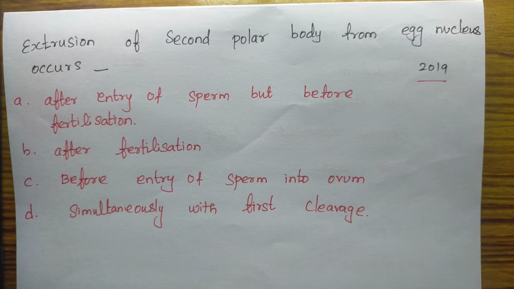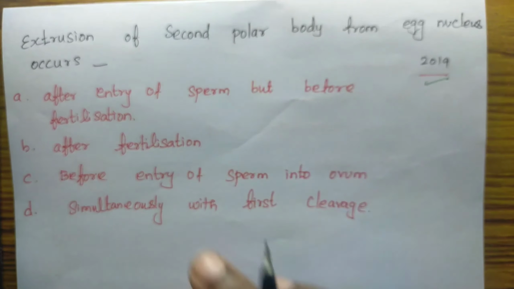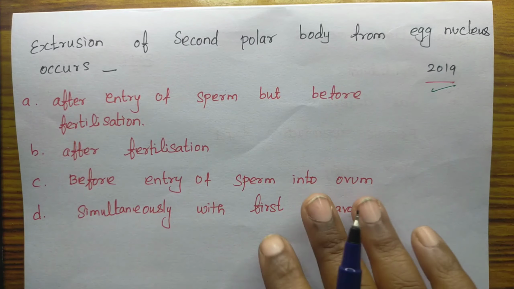We are learning about the human reproduction chapter NEET questions. This question was asked in 2019. The question is: extrusion of second polar body from the egg nucleus occurs. Option A is after the entry of sperm but before fertilization. Option B is after fertilization. Option C is before entry of sperm into ovum. Option D is simultaneously with first cleavage. We'll move to the discussion session where we can find out the correct answer.